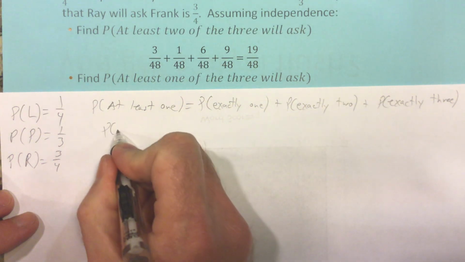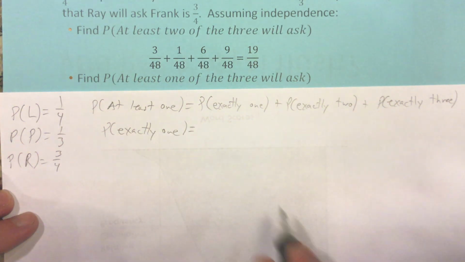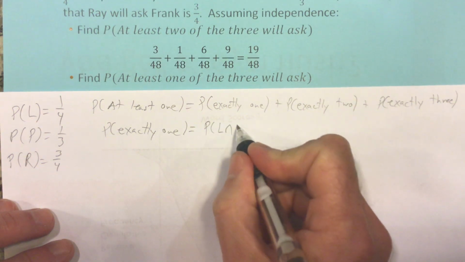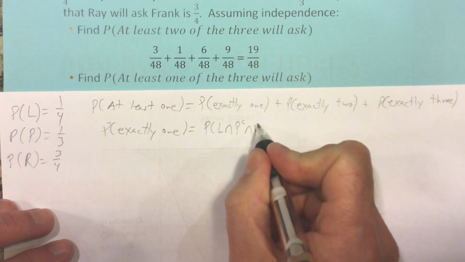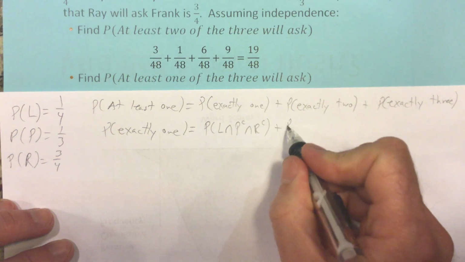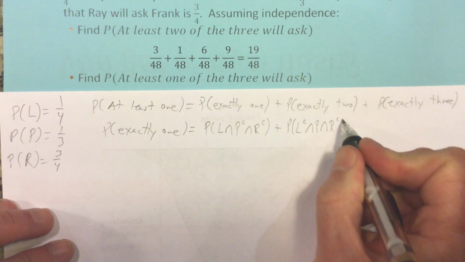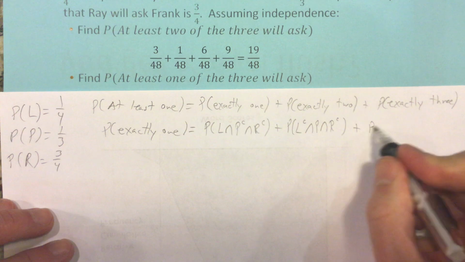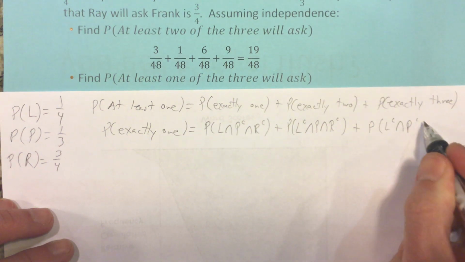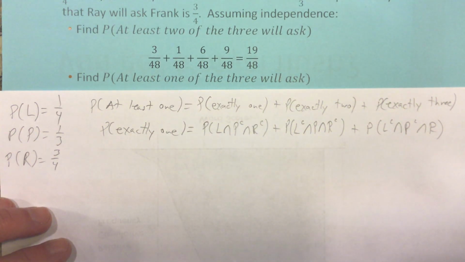So probability of exactly 1, well, it could be that only Leon. So that would be Leon asks, Paula doesn't, Ray doesn't. Okay. Or it could be that it was just Paula. So Leon does not, Paula does, Ray does not. Or it could be that it's just Ray. So those are the three ways that exactly one person could ask.